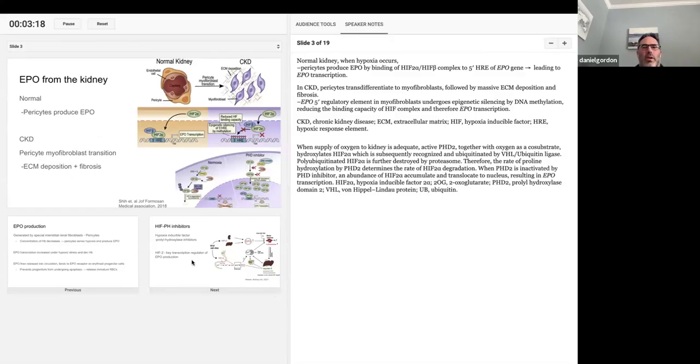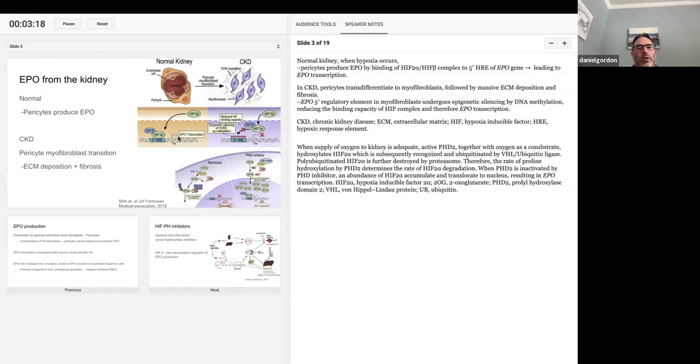Okay. So in the normal kidney, when there is regional hypoxia, these pericytes produce EPO by binding HIF2 alpha with HIF beta, which forms a complex that leads to the transcription of EPO at the cellular level. This ultimately will drive the process that we discussed on the previous slide.